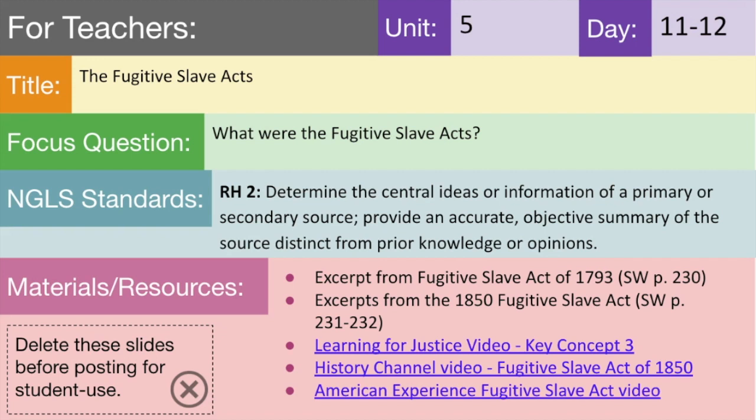In part 2 of this teacher-facing video series, I will talk about strategies for teaching Unit 5, Day 11 and 12, Fugitive Slave Acts. If you have not done so already, make sure you watch part 1 of this video series for ideas on how to facilitate the mini lesson and provide historical context for your students. In this video, we'll talk about modeling the excerpt from the Fugitive Slave Act of 1793, as well as go over the remaining learning activities in Day 1 and Day 2 of this lesson.